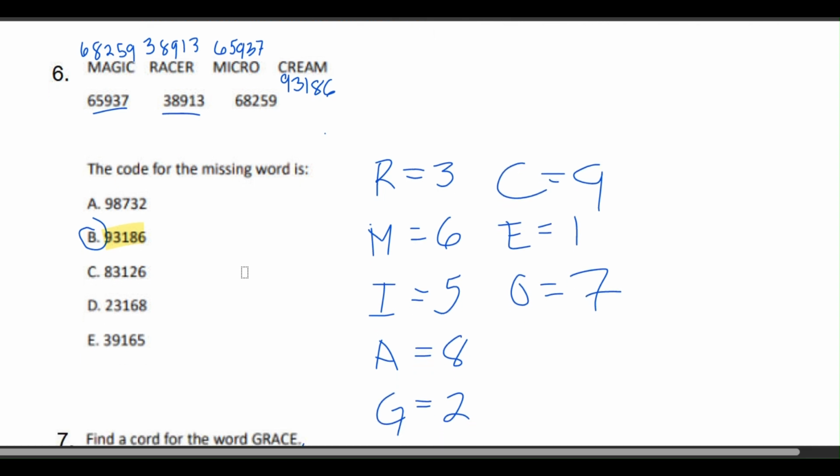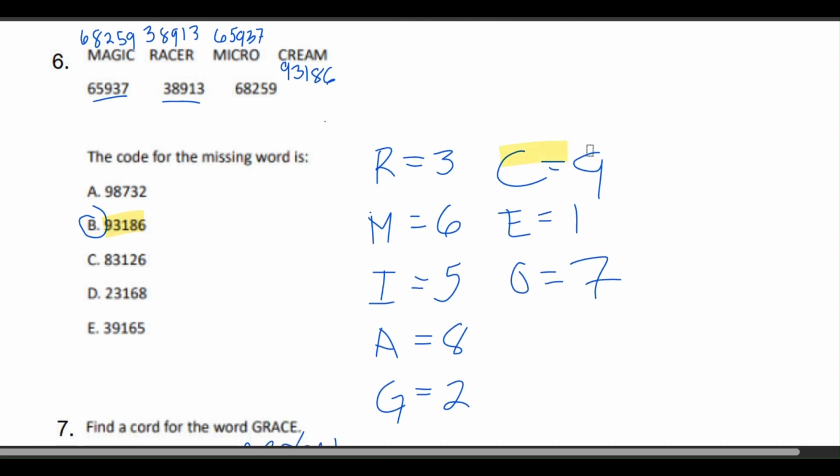Here's how we got that answer. These questions use a letter number code. If we look at all the code questions, 6 to 10, we can find out what number each letter stands for. So A equals 8, C equals 9, E equals 1, G equals 2, I equals 5, M equals 6, R equals 3, O equals 7. We need the code for cream. C equals 9, R equals 3, E equals 1, A equals 8, M equals 6. Put them together and you get 93,186.